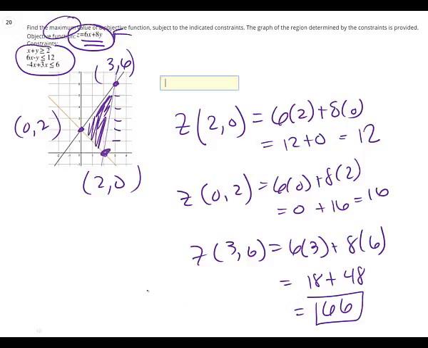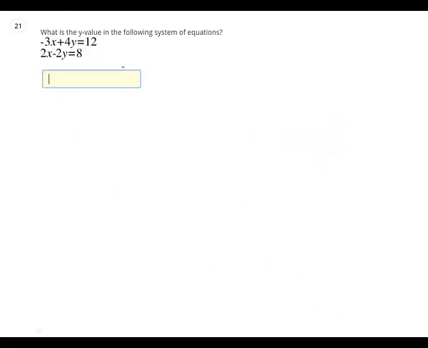All right. Looks a lot easier. It is a lot easier than it originally looked, right? And we picked 66 because we wanted the biggest. What if it asked for the minimum? What would we have picked? 12. All right.